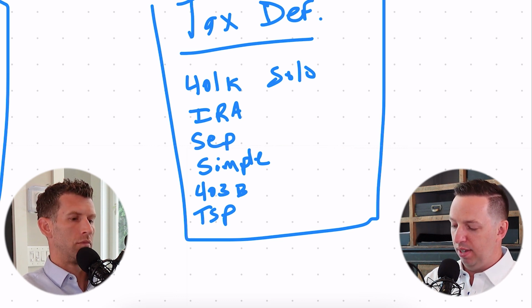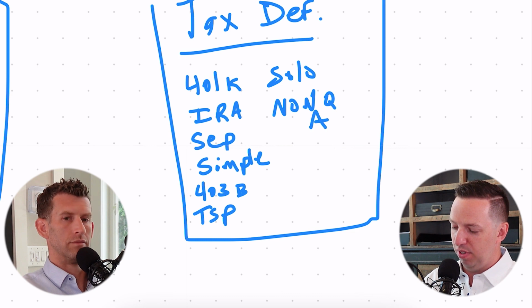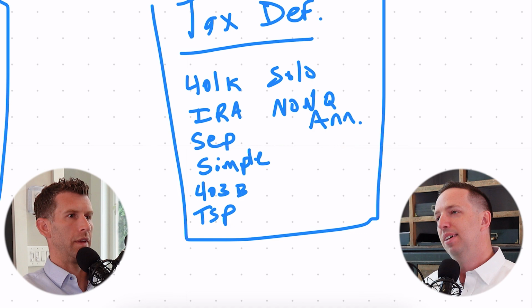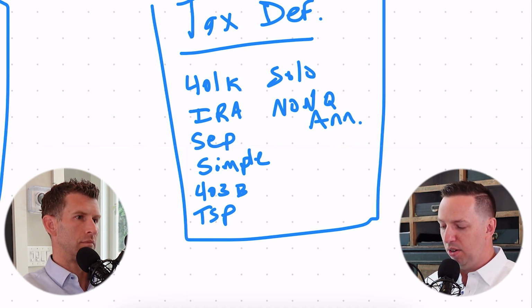In a weird way, a non-qualified annuity actually can kind of find itself in this bucket because it is tax deferred, although it is taxed differently. But that would kind of be in that bucket there. Okay, I think we've got it.